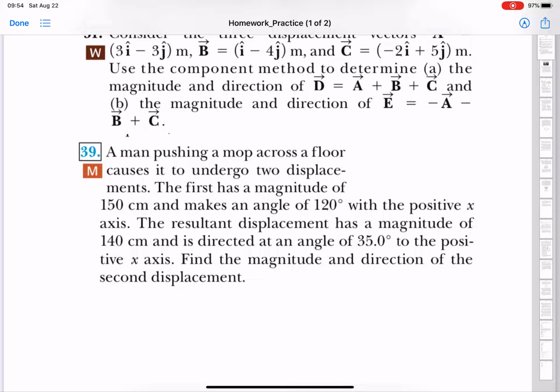Okay, now let's look at problem number 39. A man pushing a mop across the floor causes it to undergo two displacements. The first has a magnitude of 150 centimeters and makes an angle of 120 degrees with the positive x-axis. The resultant displacement has a magnitude of 140 centimeters and is directed at an angle of 35 degrees to the positive x-axis. Find the magnitude and direction of the second displacement.